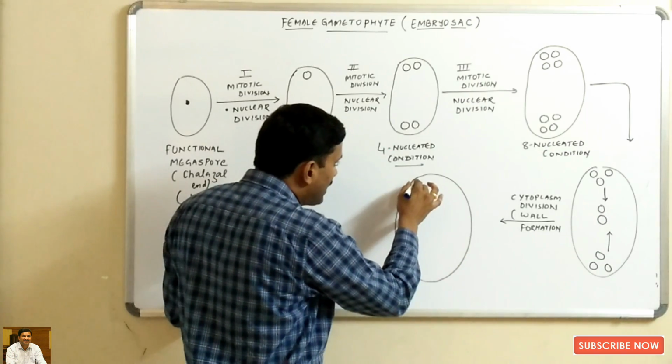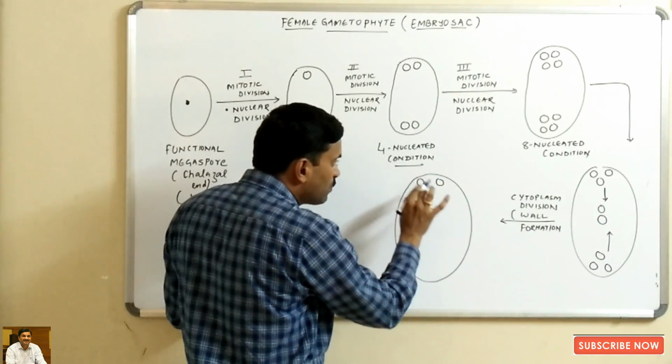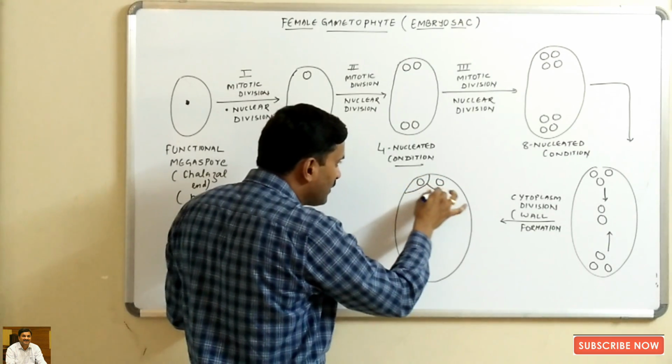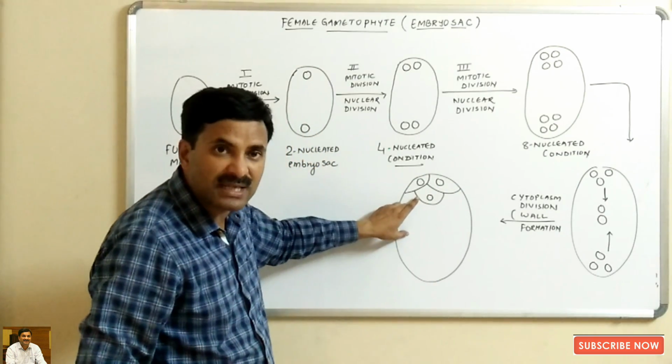See, we are having 1 nucleus here, 1 here and 1 here. So what will happen? Cytoplasm division will occur. So a wall is formed here, 1 wall is formed here, 1 is formed here and 1 is formed here. So here 3 cells are formed.